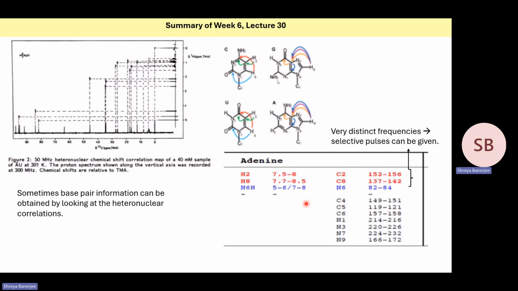So you can selectively excite, suppose, C2 or N6 by using selective pulses, and you can find correlations with that particular nucleus. Similar is the case for all the other nitrogenous bases also. These carbons and nitrogens have very distinct frequencies, and so the heteronuclear spectra, either with 13C or 15N, are also helpful in assigning base pairs.